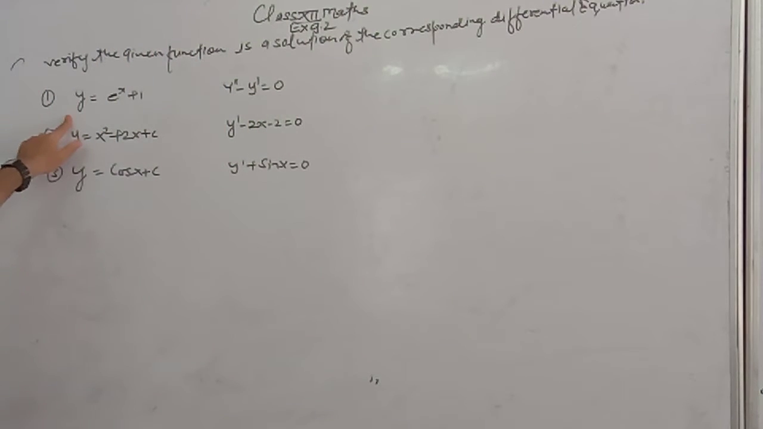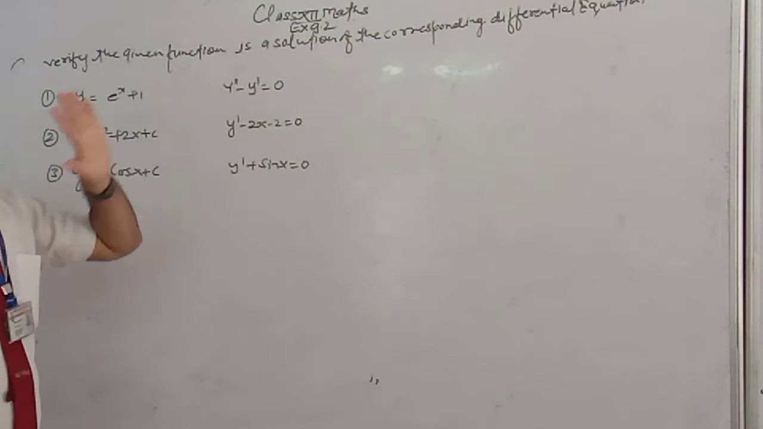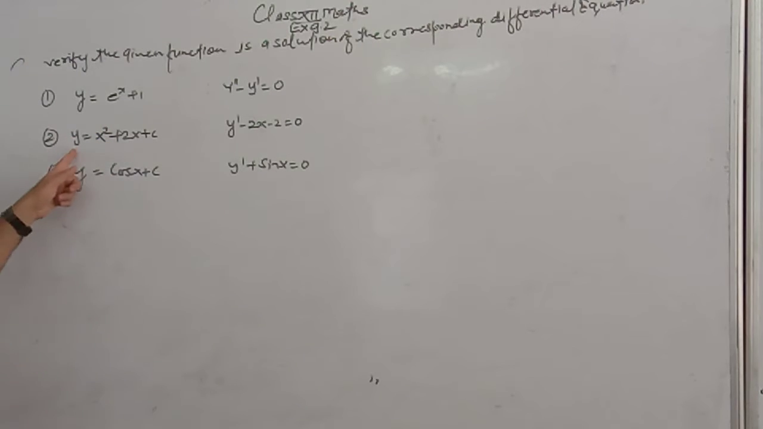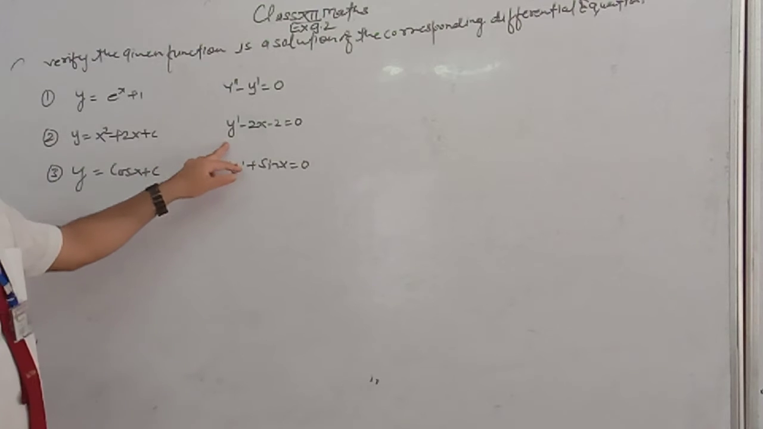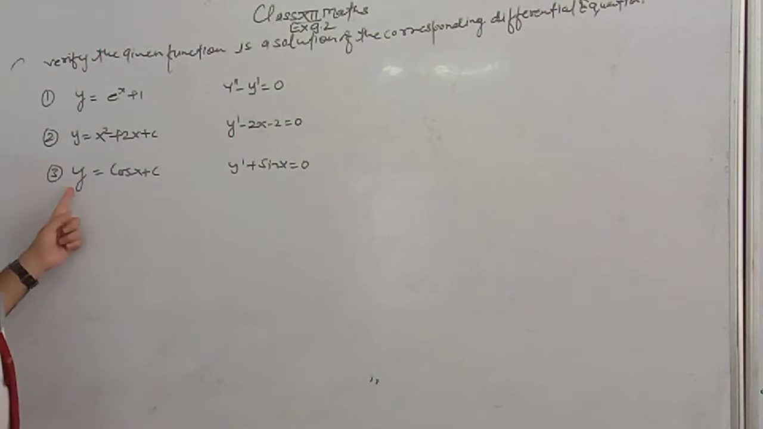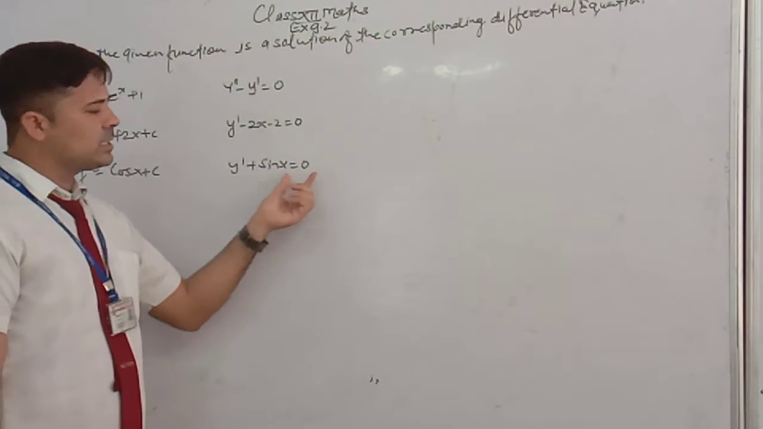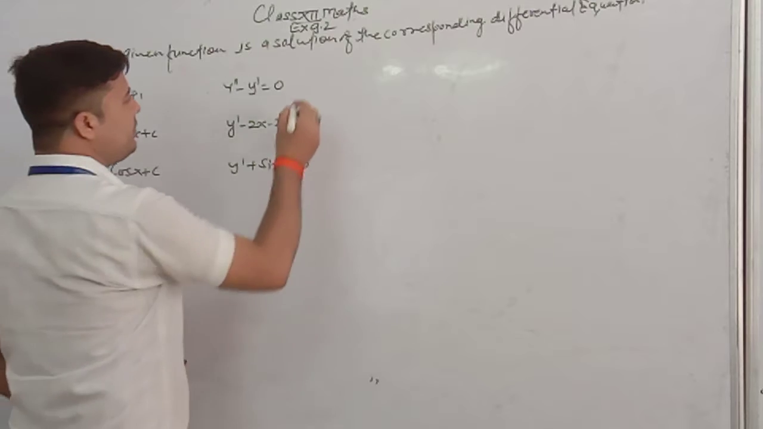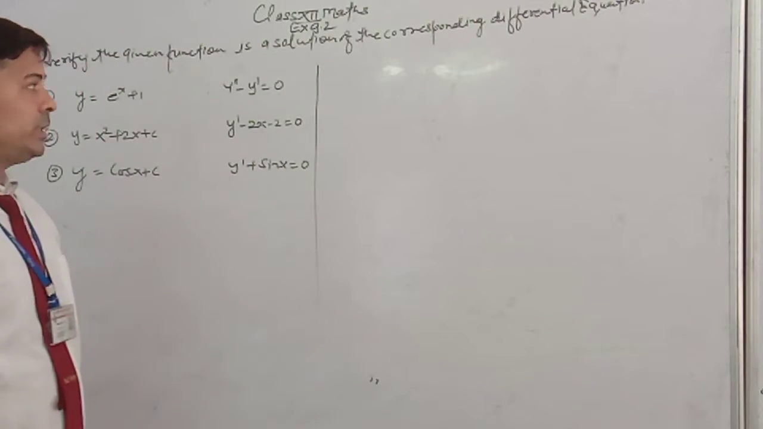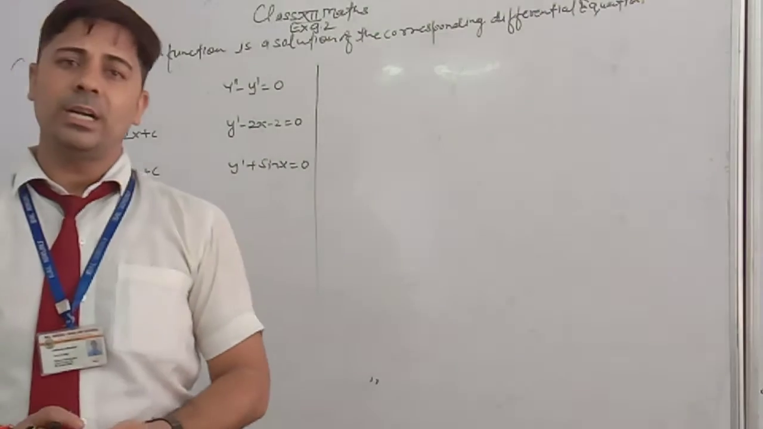The first one is y is equal to e to the power x plus 1, and you need to verify y double dash minus y dash is equal to 0. The second one is y is equal to x square plus 2x plus c, with y dash minus 2x minus 2 is equal to 0. The third one is y is equal to cos x plus c, with y dash plus sin x is equal to 0. Firstly, we will check whether the first function is a solution of the corresponding differential equation or not.